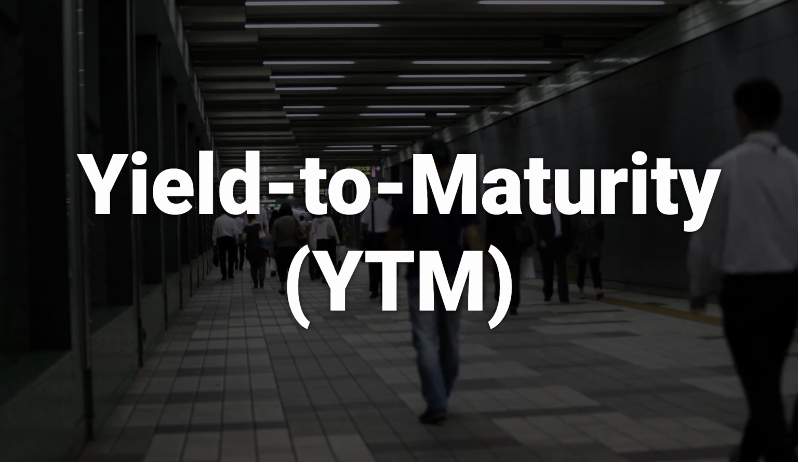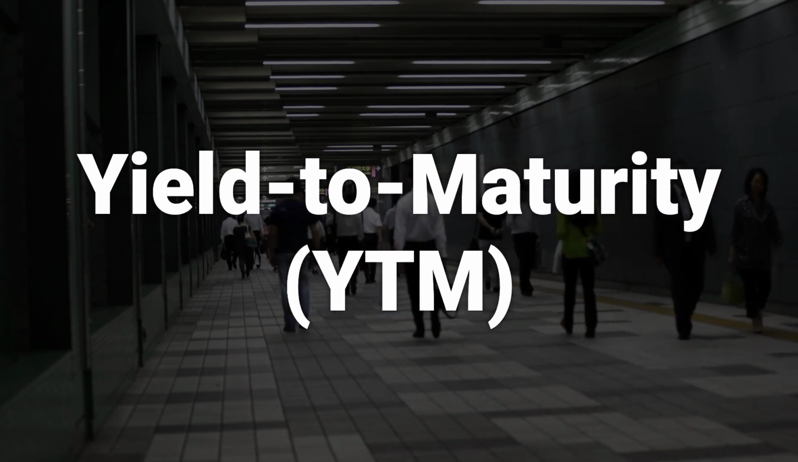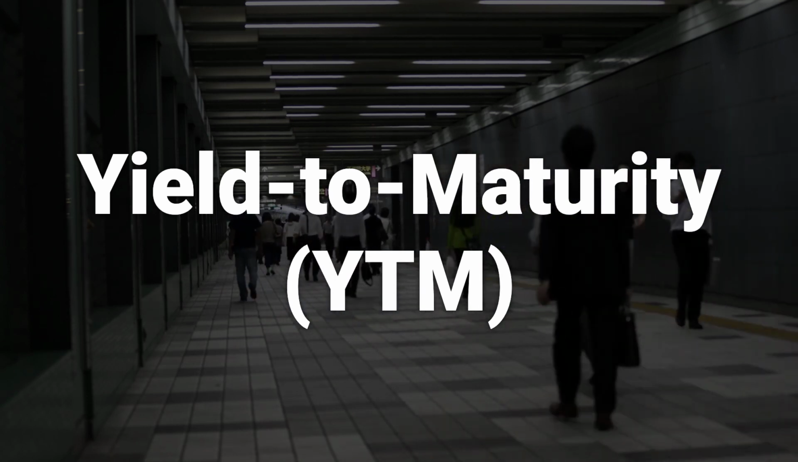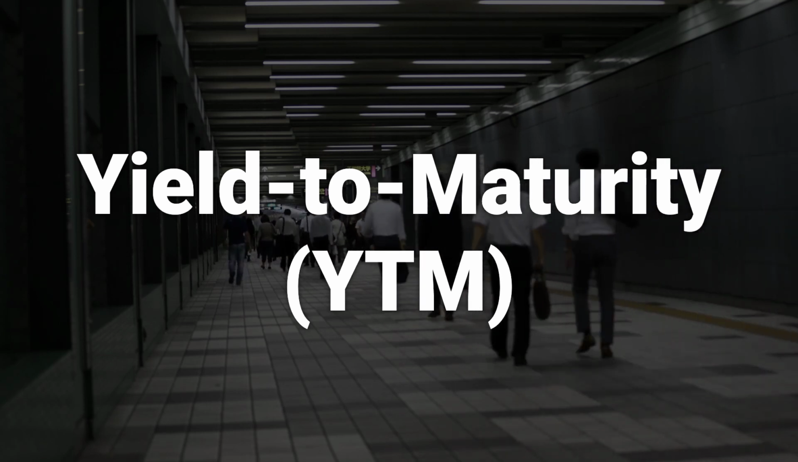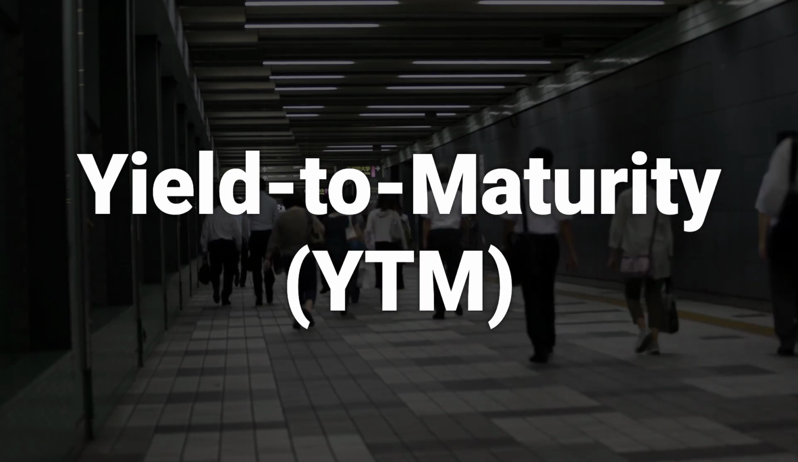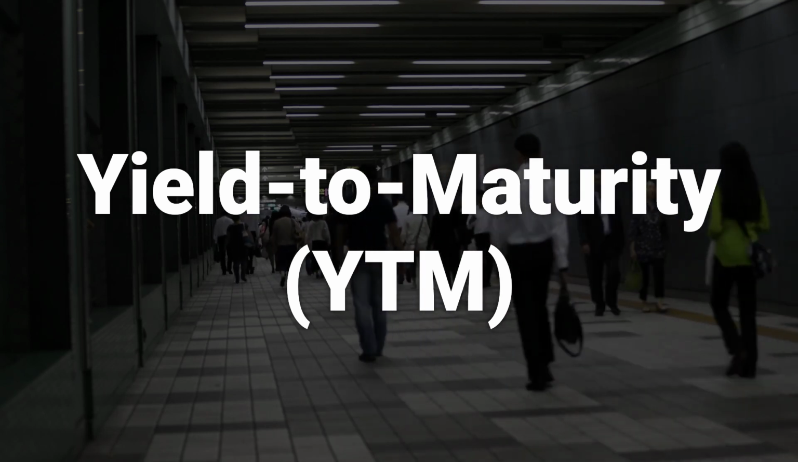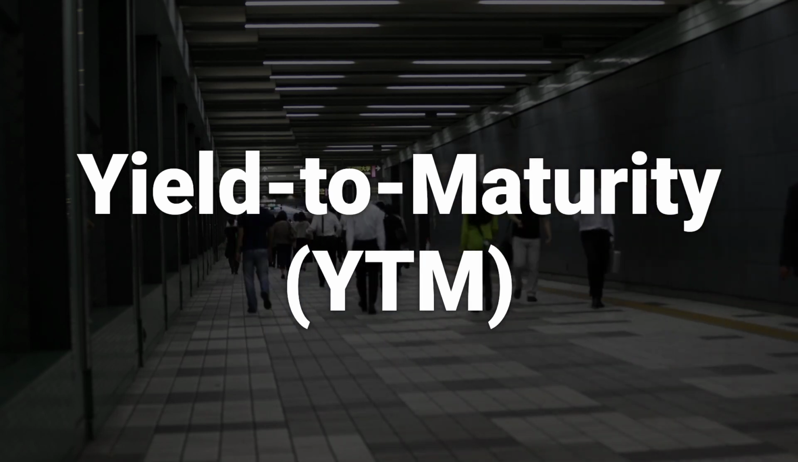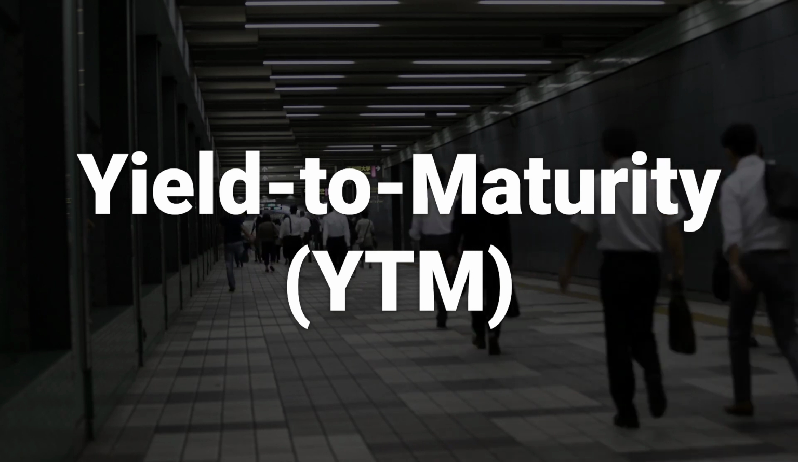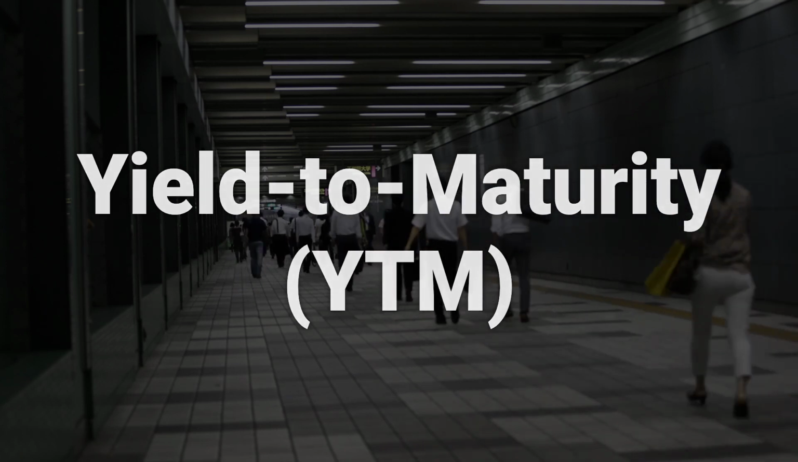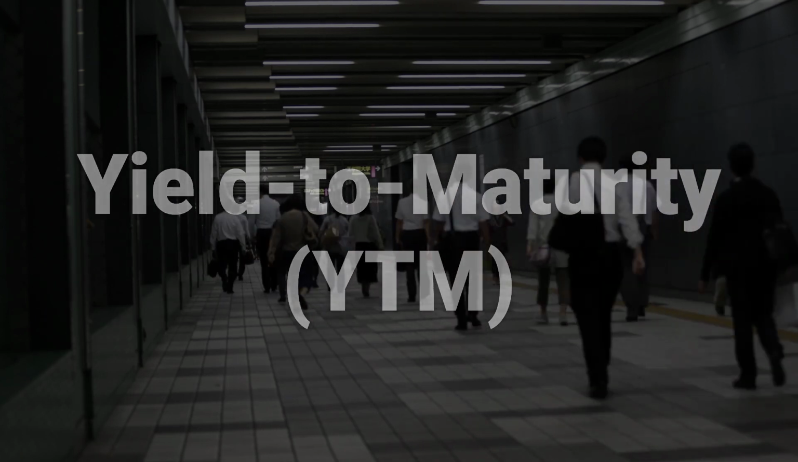Yield to maturity is the total return that a bond is anticipated to earn if it is held until it matures. It's a long-term bond's yield expressed as an annual rate, and can be thought of as the internal rate of return, IRR, of a bond if the investor holds the bond until maturity and receives all payments as scheduled. Yield to maturity is also called the book yield or redemption yield.